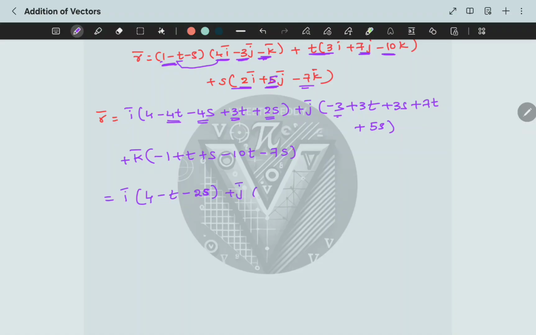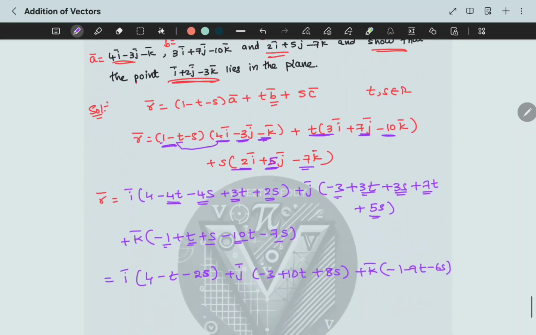And next, minus 3 we can write as it is, plus 3t plus 7t is plus 10t, 3s plus 5s is 8s. Okay, and now next k bar, we can write minus 1 as it is, t minus 10t is minus 9t, s minus 7s is minus 6s. Now we need to show that this is the equation of a plane.